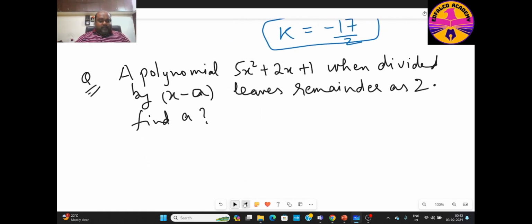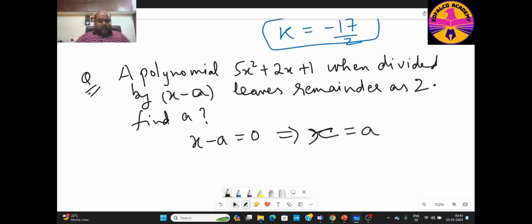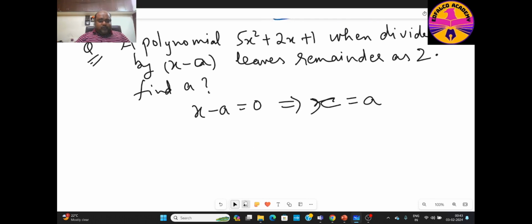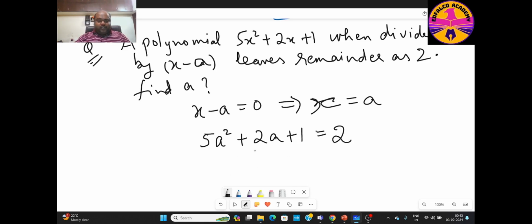So again, same logic. If I make x minus a equal to 0, because that is what I have to divide it with, I will get x is equal to a. Now with x is equal to a, I can substitute the value of x as a in the original polynomial, which will make it 5 into a square plus 2 into a plus 1, and this should be the remainder. The remainder is already given in the question as 2. So therefore 5a square plus 2a plus 1 should be equal to 2.